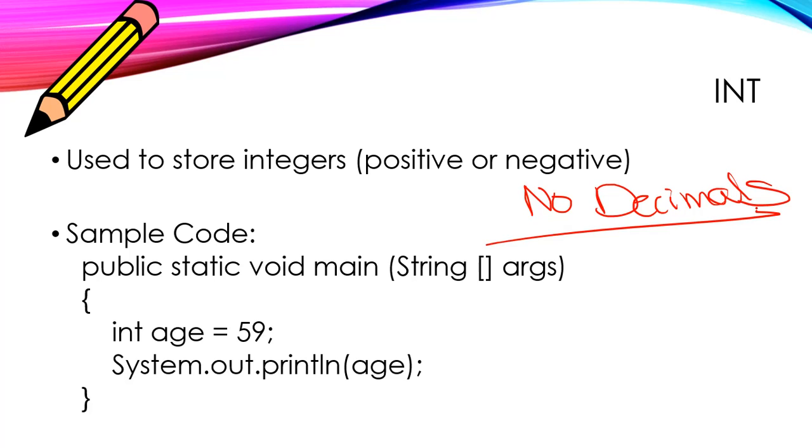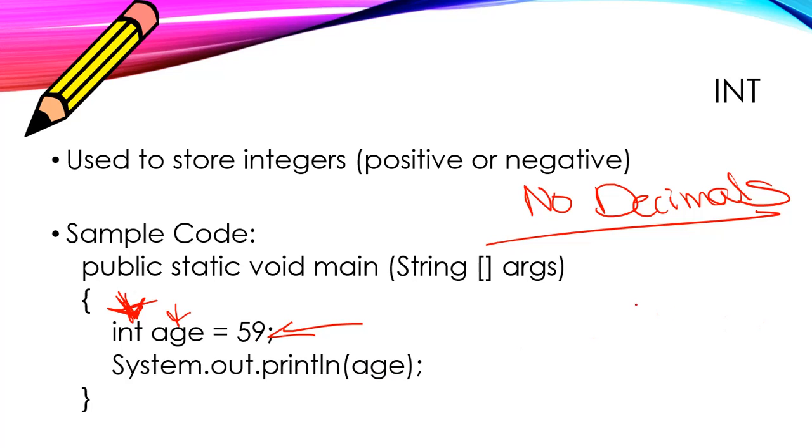So here's some of my sample code. I've got my public static void main, String[] args, and then I made a variable right here. So I'm declaring it an int. I'm saying its name is age, and it is set equal to 59. So this is me initializing this variable. I'm giving it a value to start with. And then I print out age.